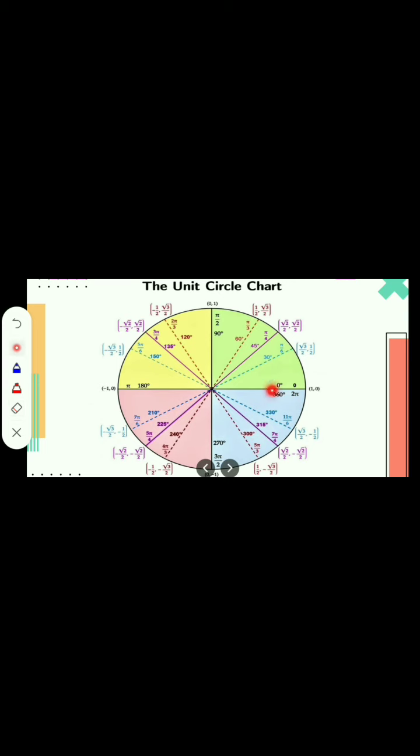So this is the x-axis and y-axis. So dapat alam natin yung x and y-axis coordinate ng bawat fraction, this one, ng mga angle. So, dapat memorize natin yan.